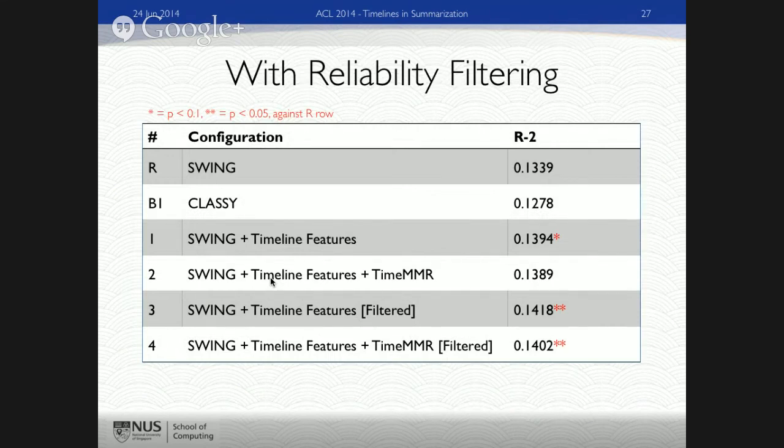Missed it in this slide. All right. So basically, when you look at rows 1 and 3, these are just the difference when we turn on filtering. We know that we activated the filtering for approximately half of the TAC articles. So that means half of the articles are going through our basic extractive summarization system that's not changed from the baseline, which is row R. Okay, so the increase that we see from 0.139 to 0.141 is basically just half of the data set using timeline features.